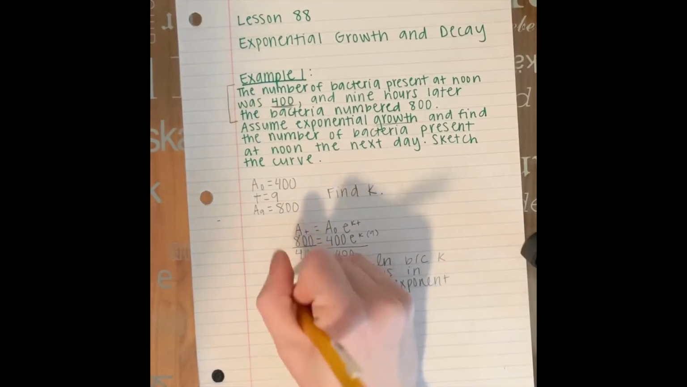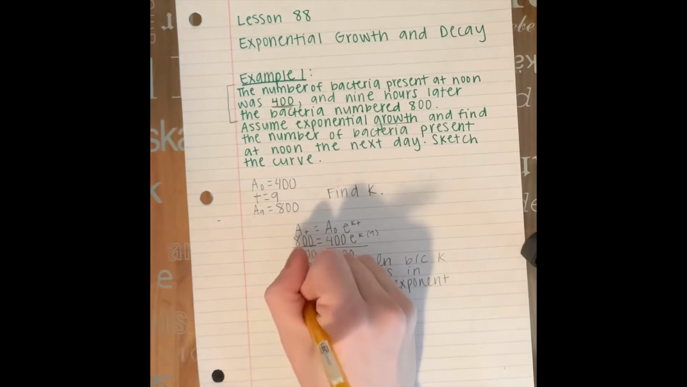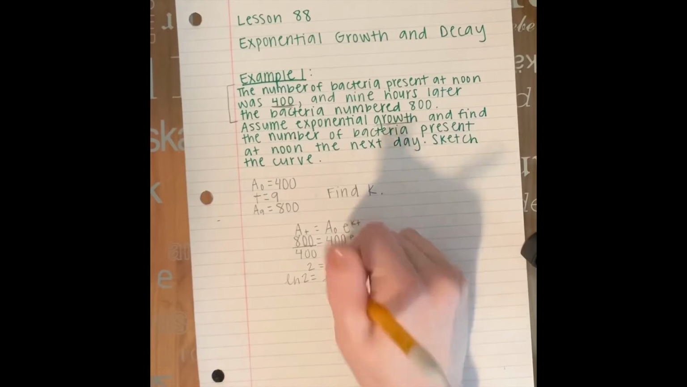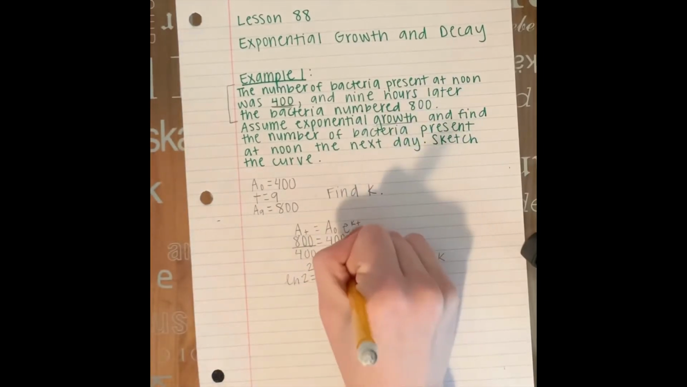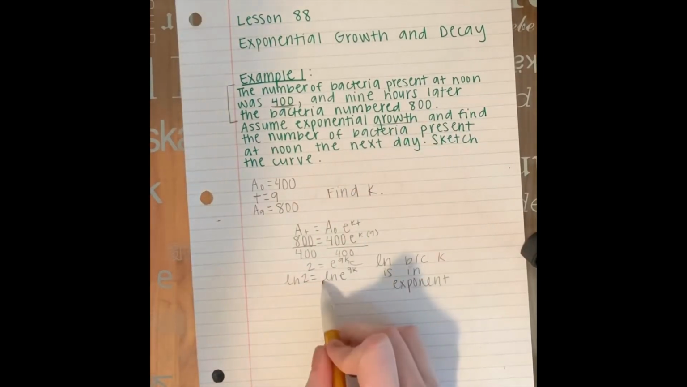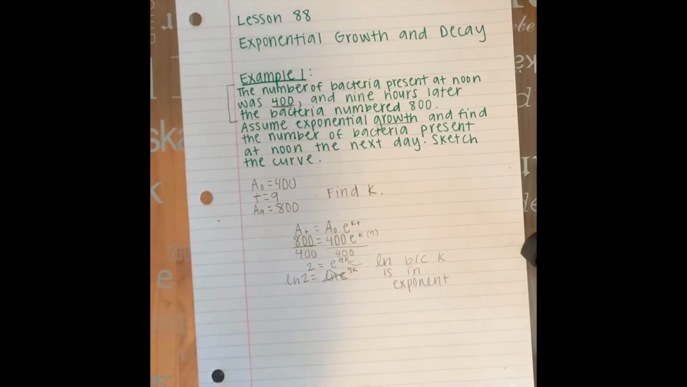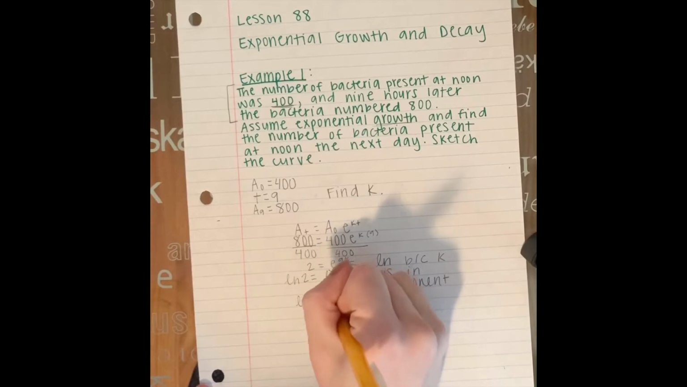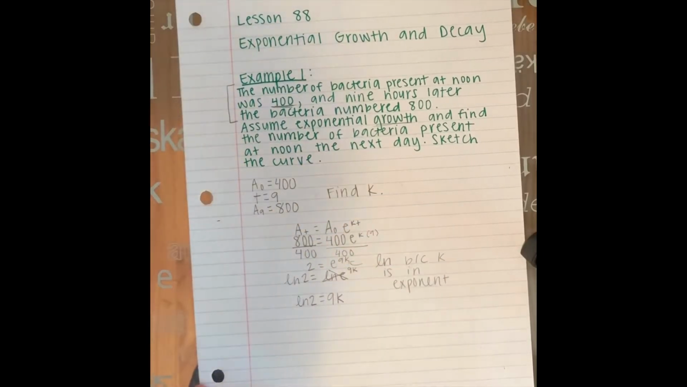So what we're going to do is take ln of both sides. ln of 2 equals ln of e to the 9k. What that does is my ln and my e cancel out, and I'm left with ln of 2 equals 9k. And I can just type that into my calculator.